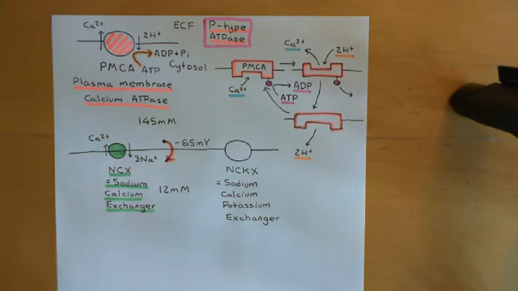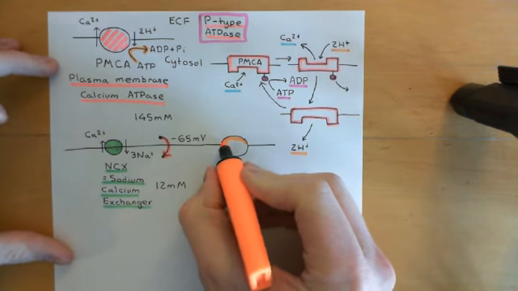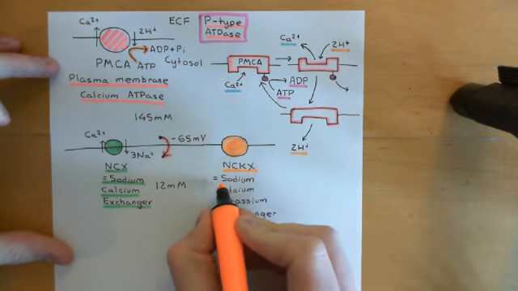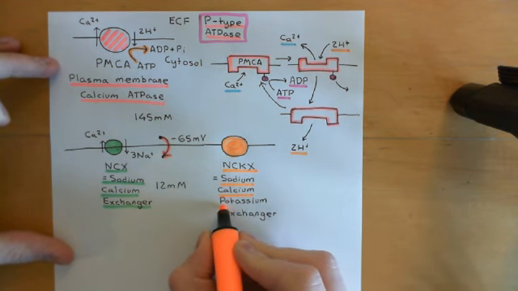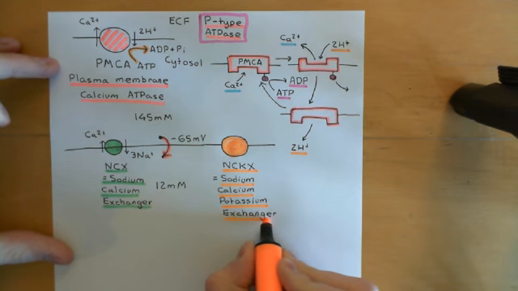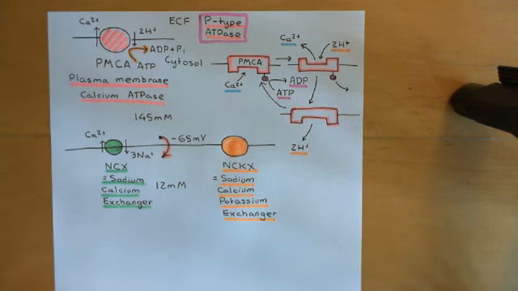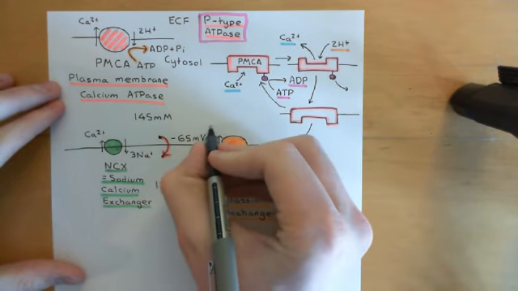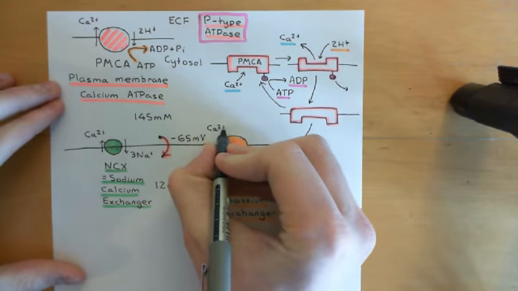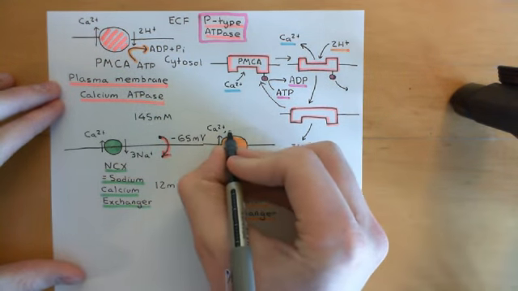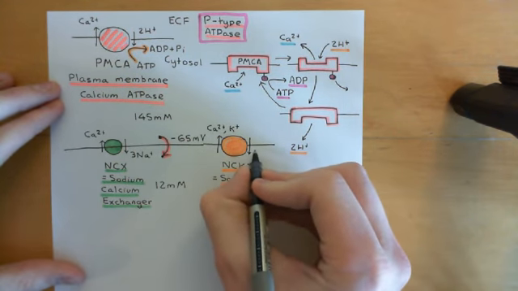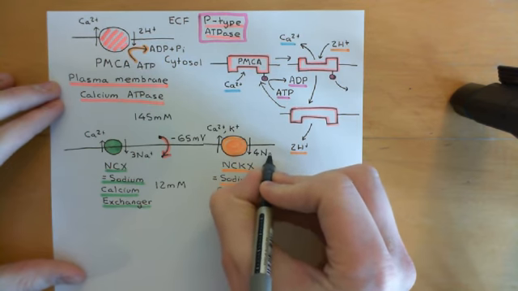We'll colour in the NCKX here in orange. Again, this is going to be extruding calcium from the cytoplasm of the cell, and this time it's going to be using the electrochemical gradient of sodium and also potassium to drive this movement. This transporter, again a secondary active transporter, is going to move a calcium ion out of the cytoplasm of the cell, and along with it, it's also going to move a potassium ion out of the cell. And in exchange for all of that, it's going to move 4 sodium ions into the cytoplasm of the cell.